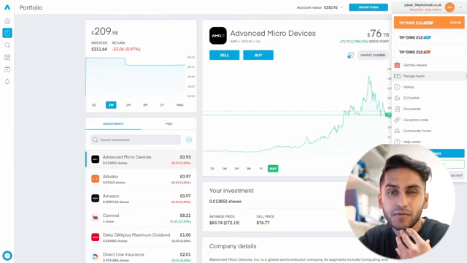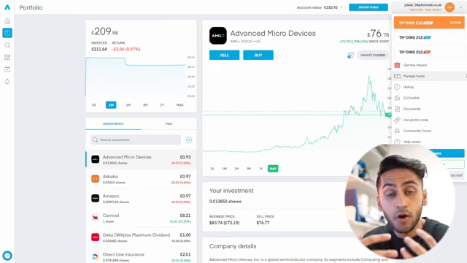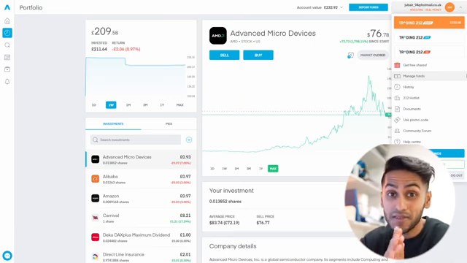As a beginner, you don't have to worry too much about tax right now. Unless you're making more than £10,000 in capital gains, then it is beneficial if you open an ISA, but you don't have to worry about that just right now.